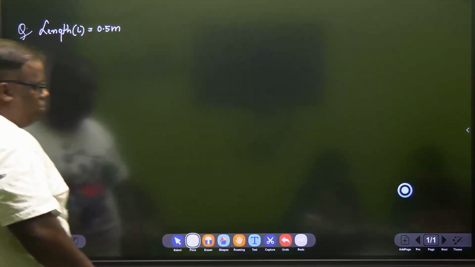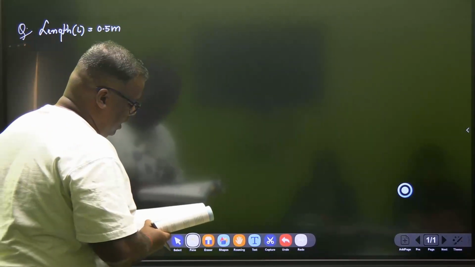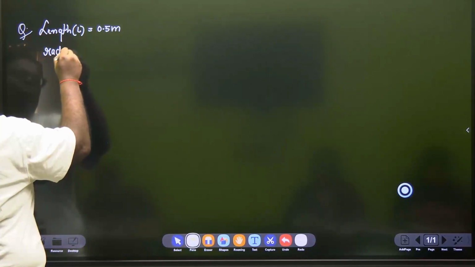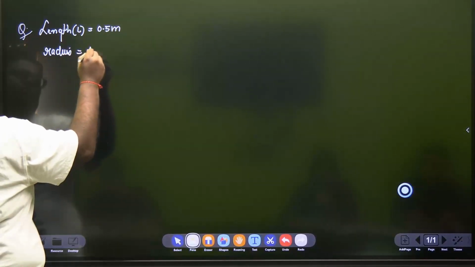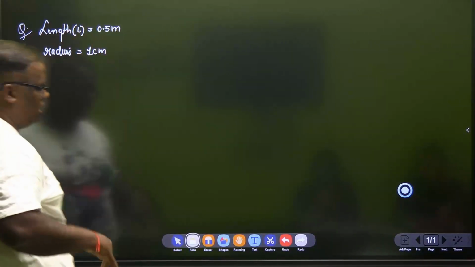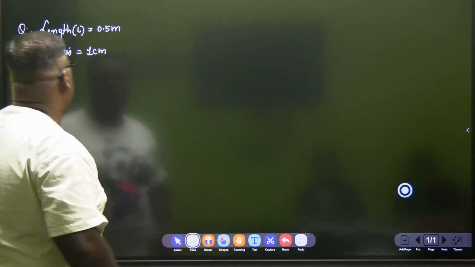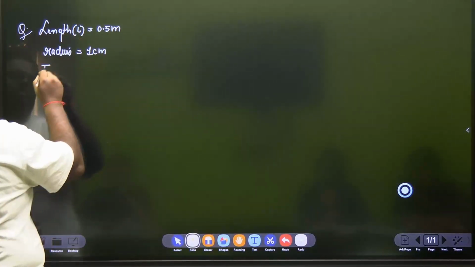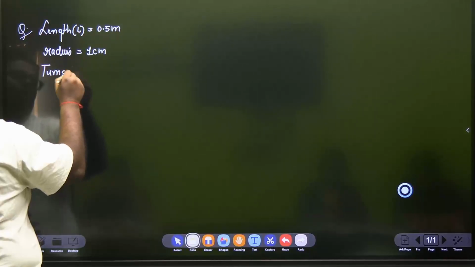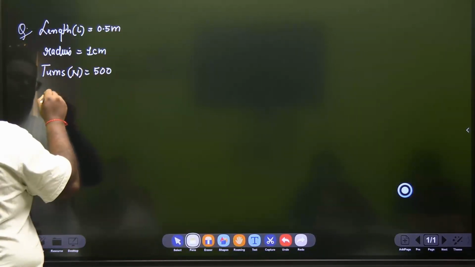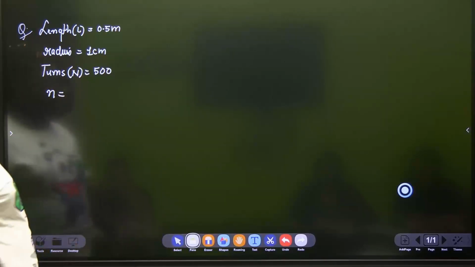This is the length of the solenoid, not the length of the wire. Solenoid has a radius of 1 centimeter. Usually the radius component is no more useful for us. Radius of 1 centimeter, I'm not touching it. And is made up of 500 turns. So turns will be capital N. Turns are 500. So by this you can take out turns per unit length.